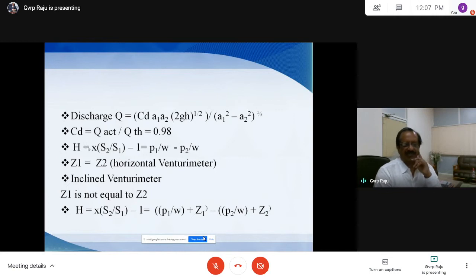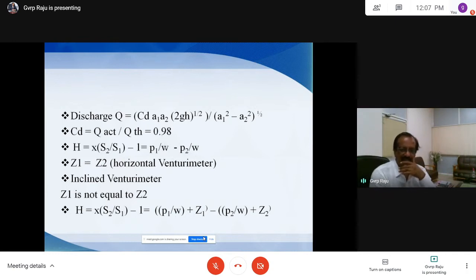And you can also find when Z1 is not equal to Z2, so that means now the venturimeter is not horizontal. The venturimeter is inclined, or the venturimeter is vertical. The only difference here is Z1 is not equal to Z2. Everything else is same. When it is horizontal, Z1 is equal to Z2. When it is vertical, Z1 is not equal to Z2, then you need to consider Z1, Z2 also.